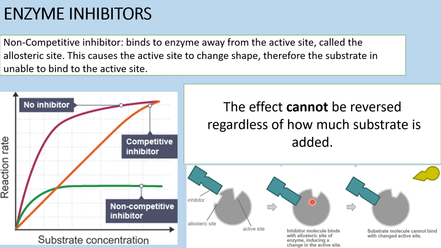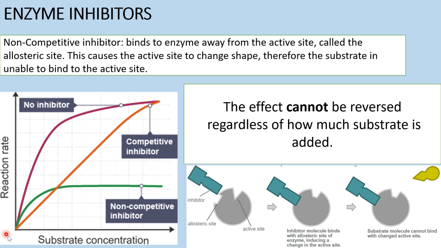This is permanent. Even if you add lots of substrate, you cannot reverse this, because in other words, you have damaged the enzymes. You have changed the structure, changed the shape of the active site, which means, in other words, you can just say it's denaturation. Although it's not denaturation, the same concept is there, it will not be functioning at all.